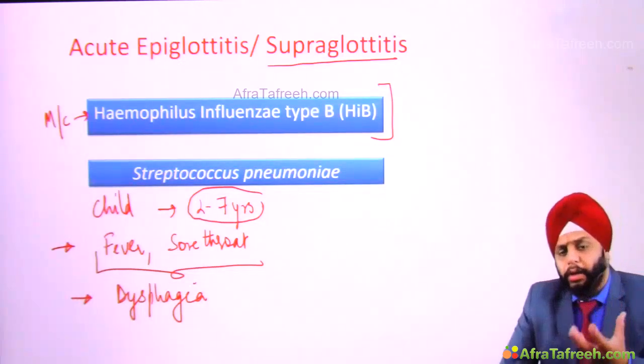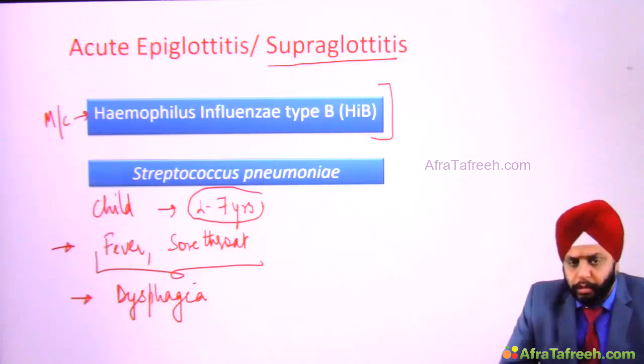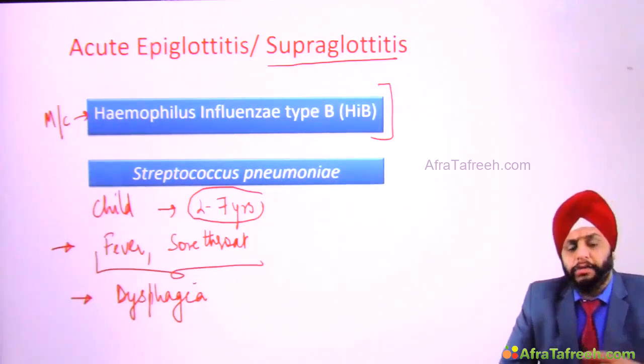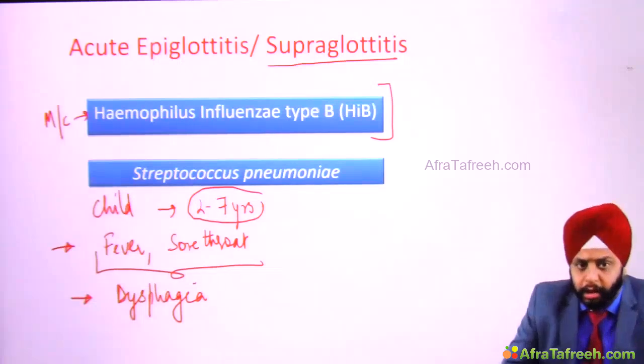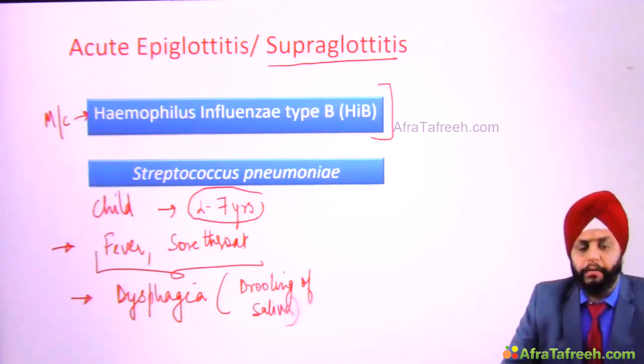Here the epiglottis is inflamed. So dysphagia is severe. Okay, how much severe? So much severe that the child is not even able to swallow its own saliva. All right, so the child may even be having drooling of saliva.